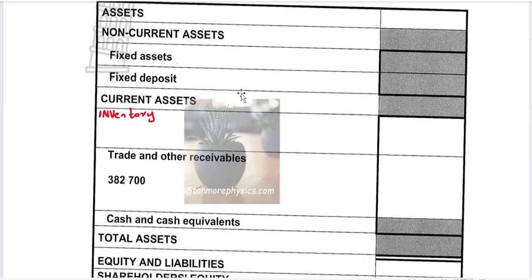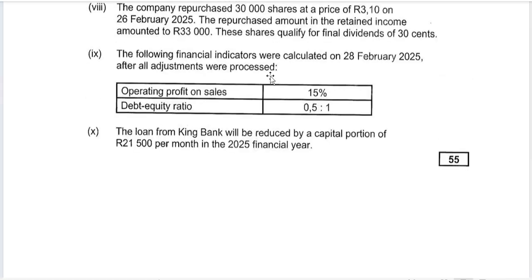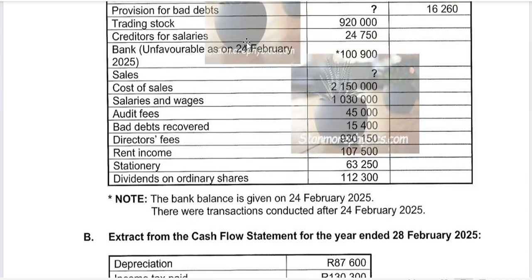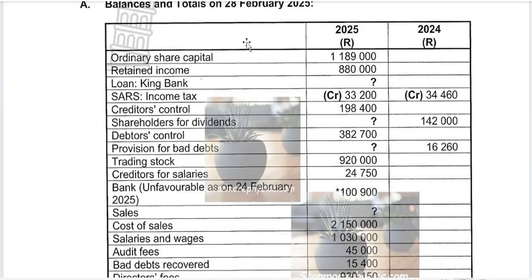So let's go to our trial balance and read it from the top to the bottom. We have ordinary share capital. Ordinary share capital affects the statement of financial position. Yes, the statement of financial position is the balance sheet. And then retained income affects the statement of financial position.